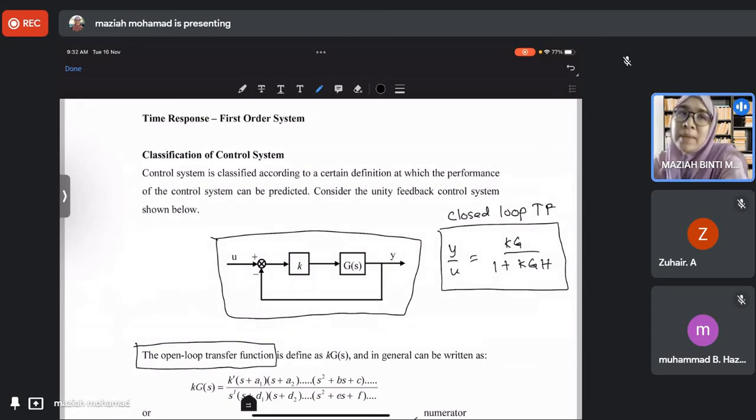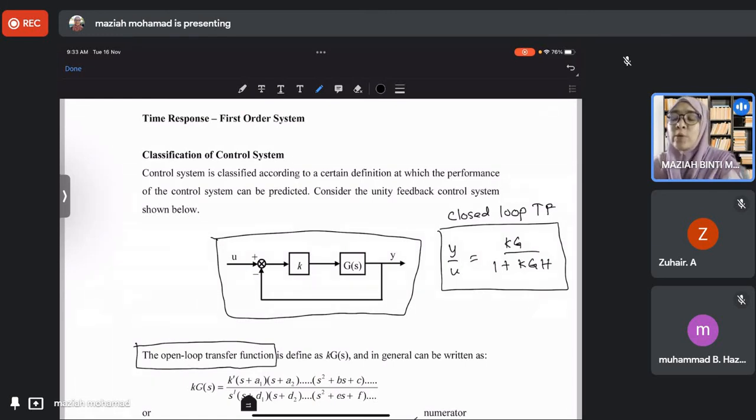Sometimes we use the closed loop transfer function to analyze the system, sometimes we use the open loop transfer function. For example, for the time response, we use the closed loop transfer function. Later in the next chapter on stability, you're going to use the open loop transfer function for the root locus, Nyquist and Bode. All of them use the open loop transfer function. So for classification of control system, we also use the open loop transfer function.